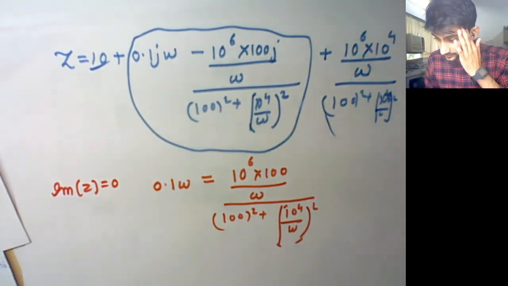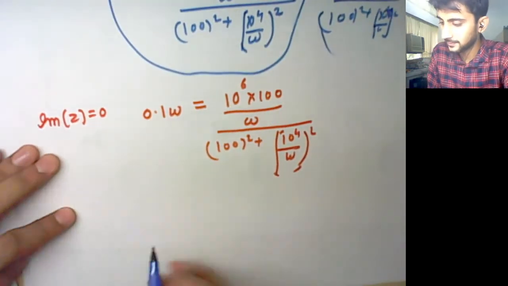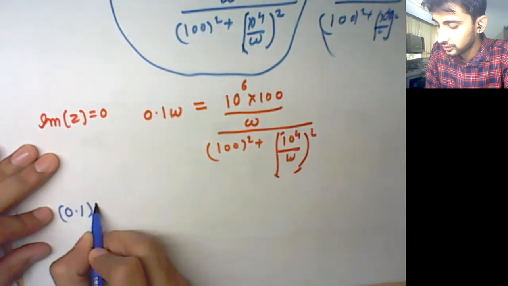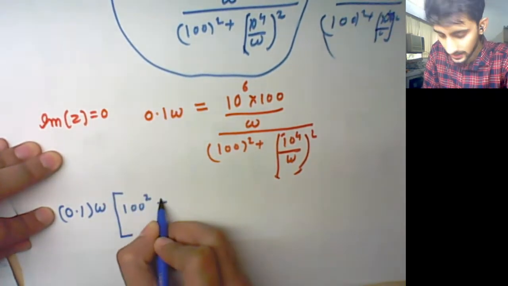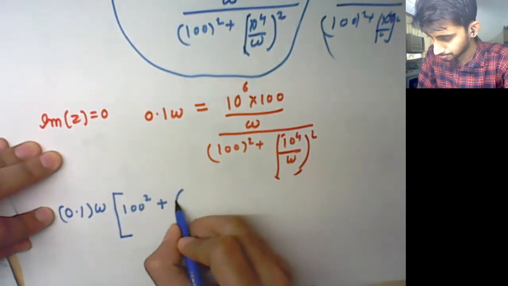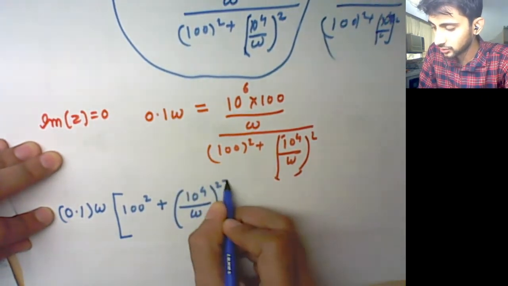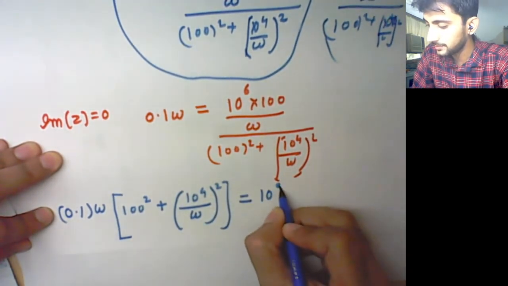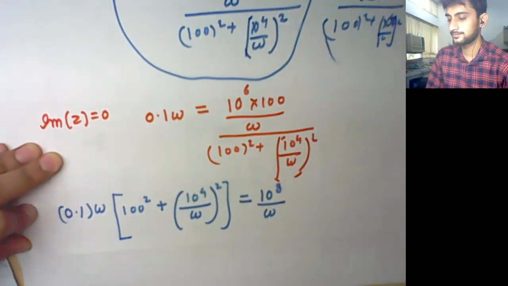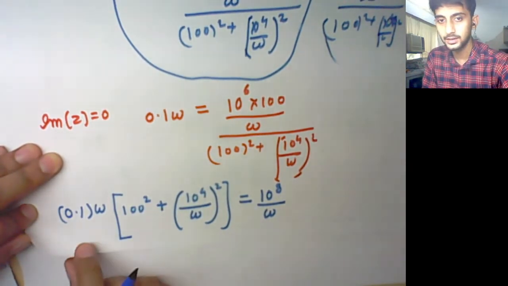Okay, so what would it become? It would become something like this. You have 0.1 into omega, which is to be multiplied with 100 square plus 10 raised to the power 4 upon omega square, and then it is written equal to 10 raised to the power 8 upon omega. Correct? That's how you would do it.